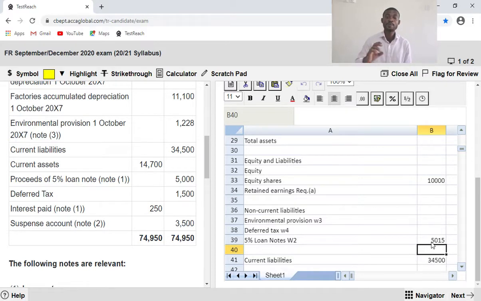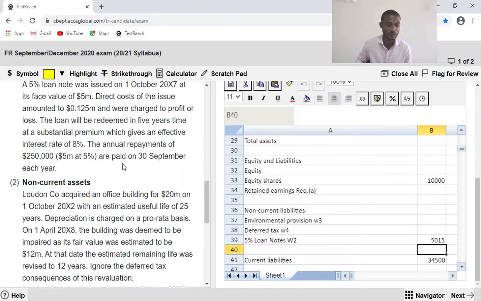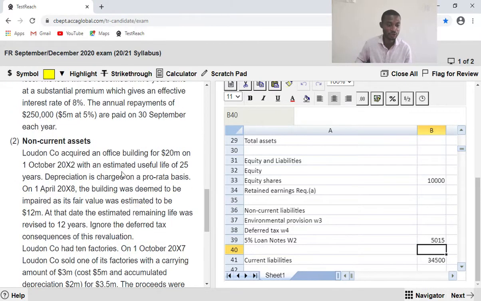So the point is, you are not waiting to finish all your workings before bringing in these figures into the pro forma. It is the reason we have built up the pro forma, and we have left spaces in between, just in case we have a new figure, we'll bring it. Very important. So that is about it for note 1. We have dealt with all the aspects of note 1. Now I go to note 2.